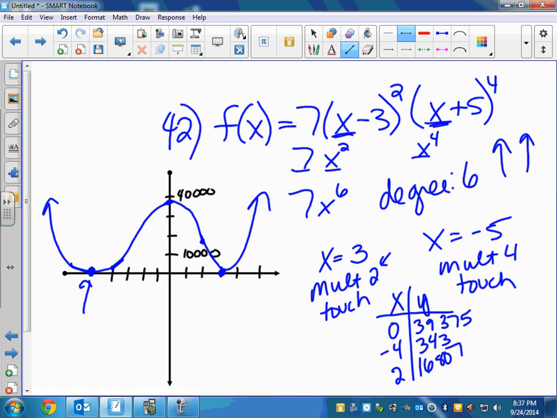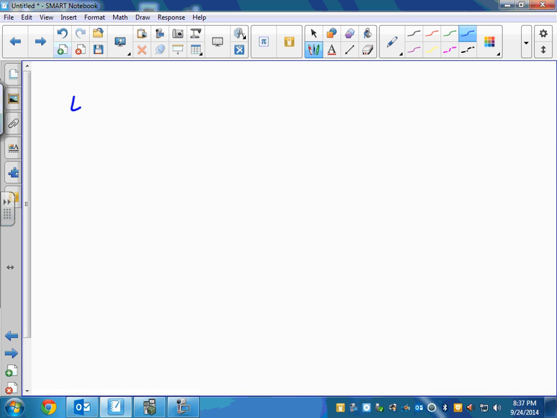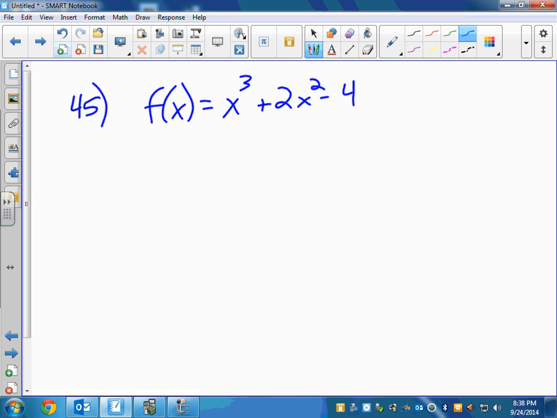But the labeling of your x and y axis is very important because these can get to be very strange numbers. But what I really want to look at are those 3 that I wanted you to graph on the graphing calculator. 45, 48, and 51. 45 says graph the function in a viewing window that shows all of its x-intercepts and approximates all of its zeros. So 45, f of x equals x cubed plus 2x squared minus 4x minus 7.